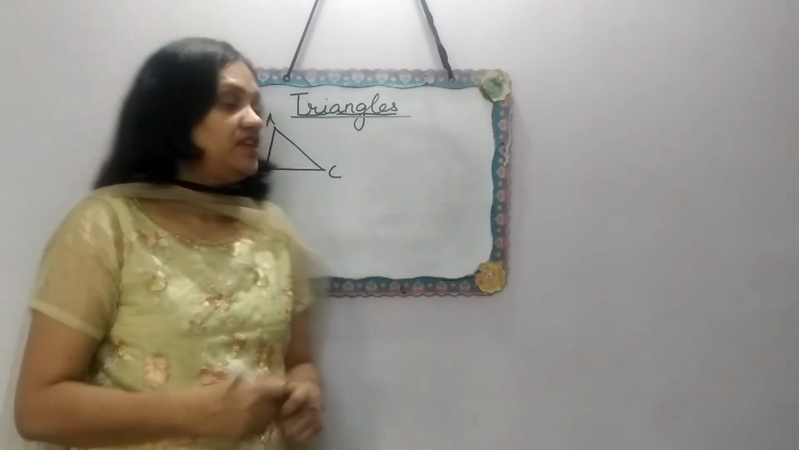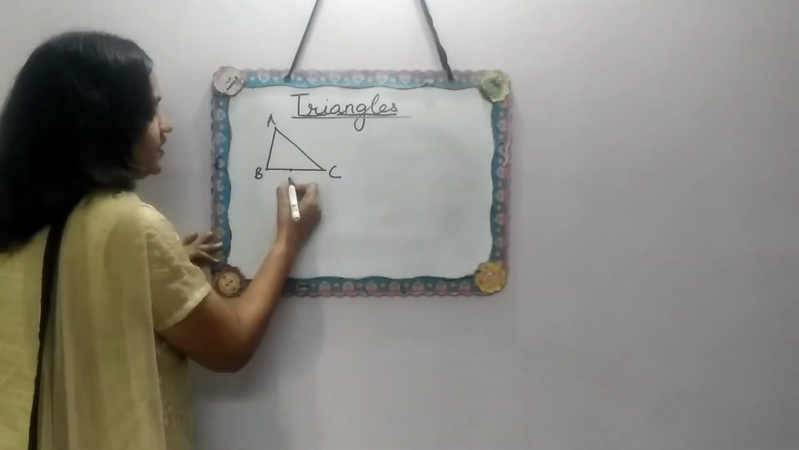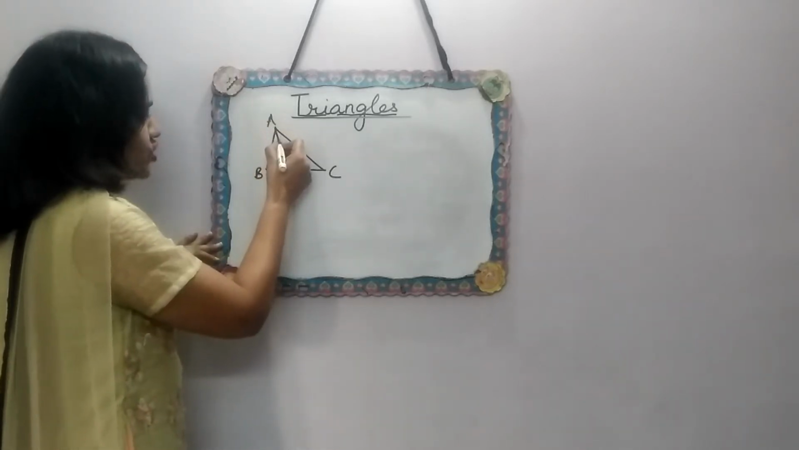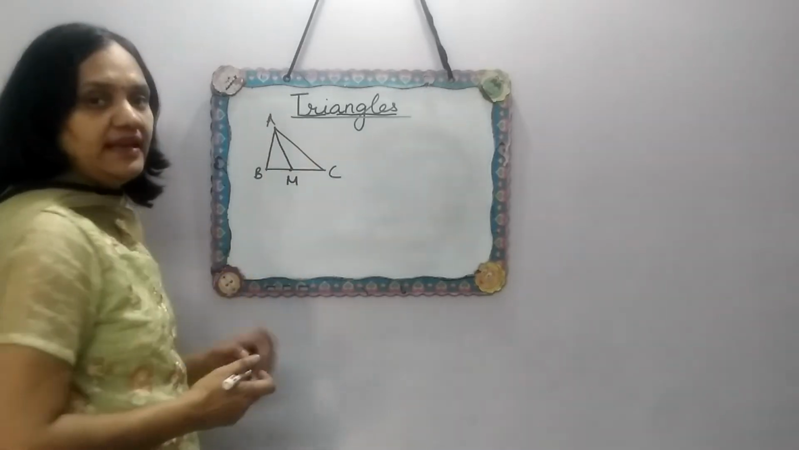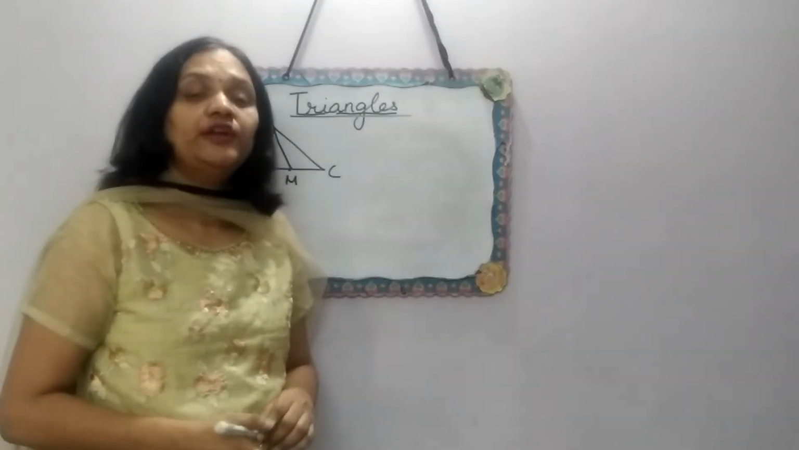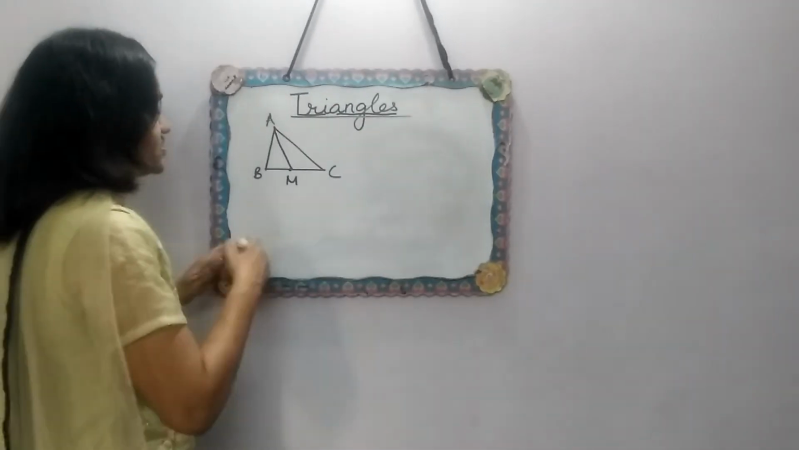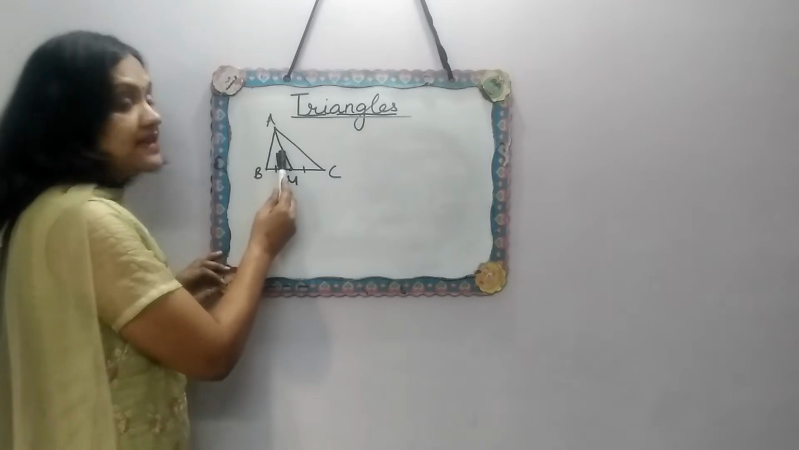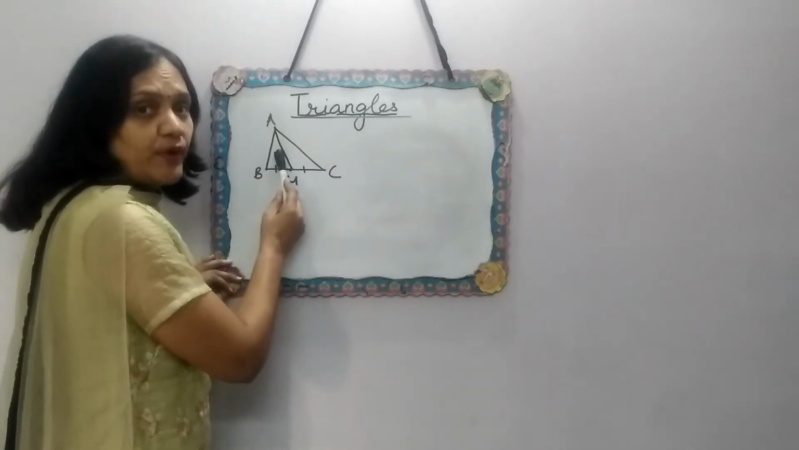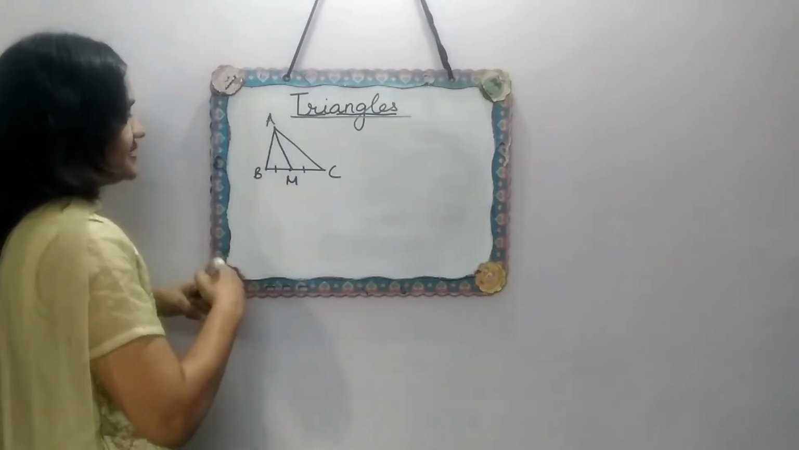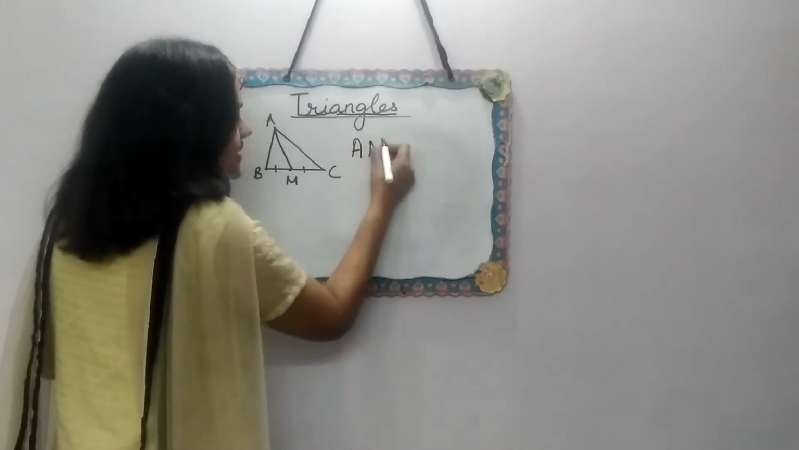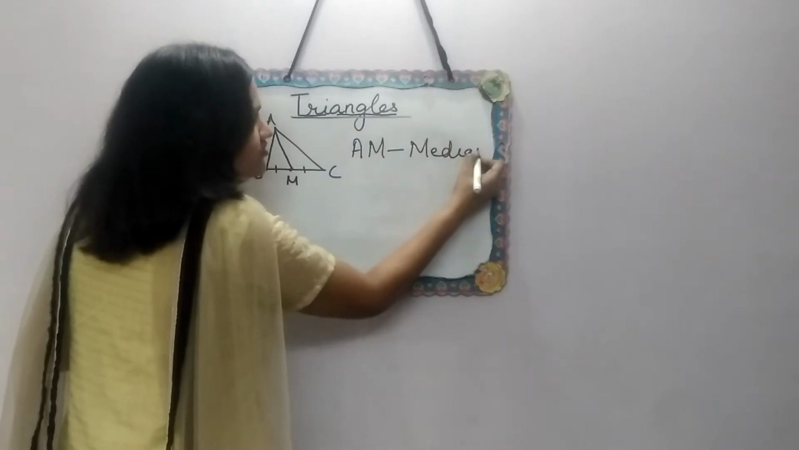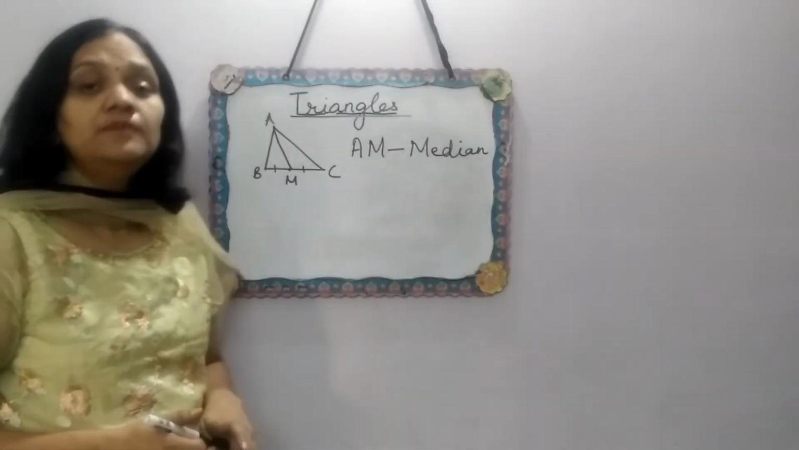Now, if we take the midpoint M of side BC of a triangle and I am drawing a line segment joining A with the midpoint of the opposite side, which is M. What is AM? AM is a line segment joining a vertex to the midpoint of the opposite side, and such a line segment which joins a vertex to the midpoint of the opposite side is called a median.